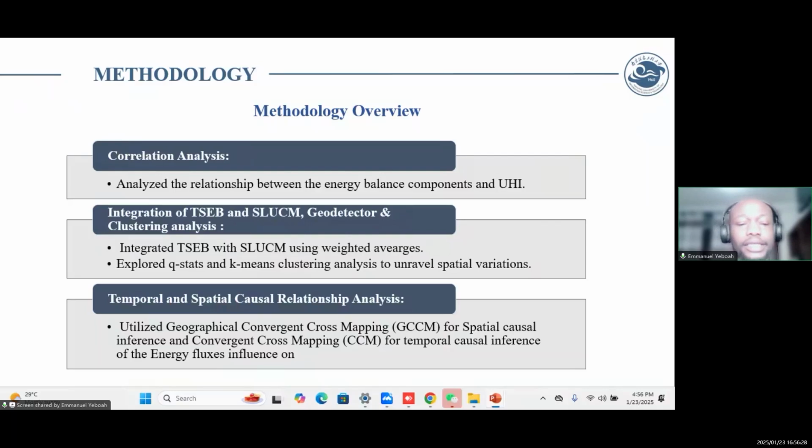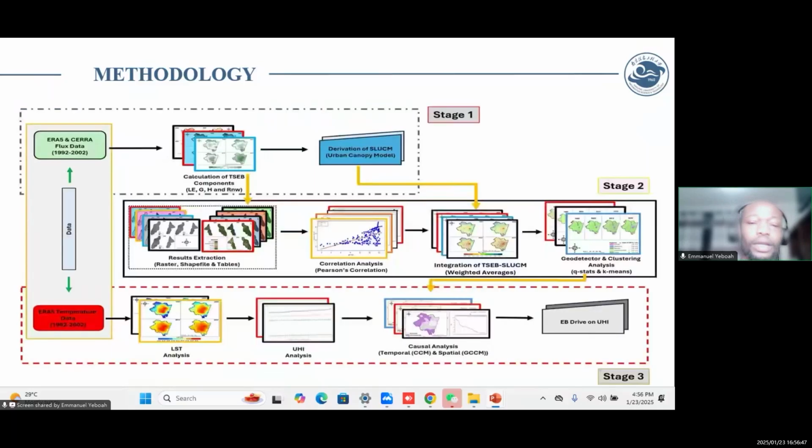So you are going to utilize the GCCM, that's the geographical convergence cross mapping, to assess spatial causal inference, and then the convergent cross mapping for temporal causal inference, just to look at the influence of these energy fluxes on UHI. Basically, there's a brief workflow that shows how the work was done.